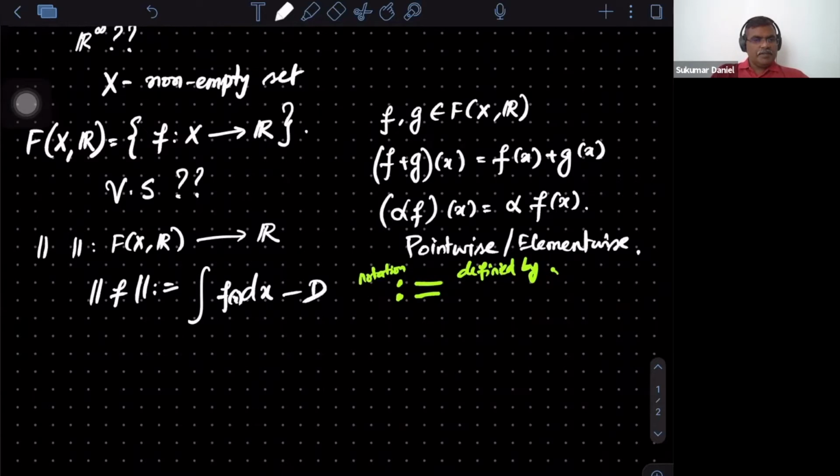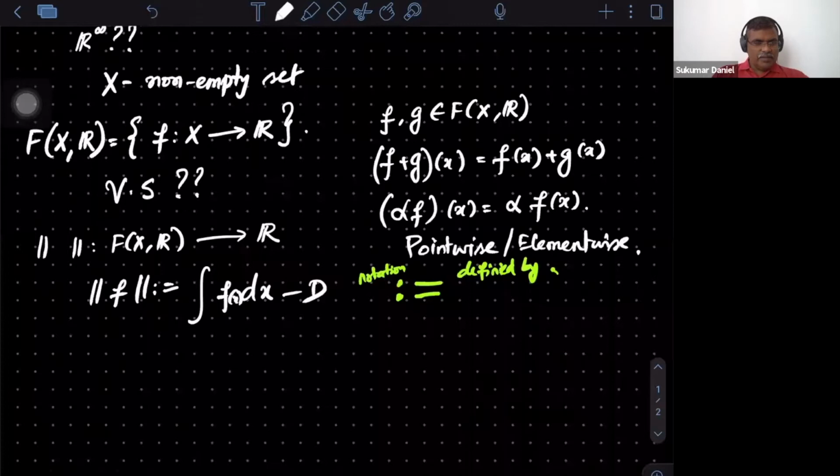Any other suggestions? There is somebody with the name ES17 BTech. If you change into your name, it will be easy for me. So as soon as you get in, please change your name. You can do that in the participants list, right click, and you will be able to change your name. Any other suggestion other than this?